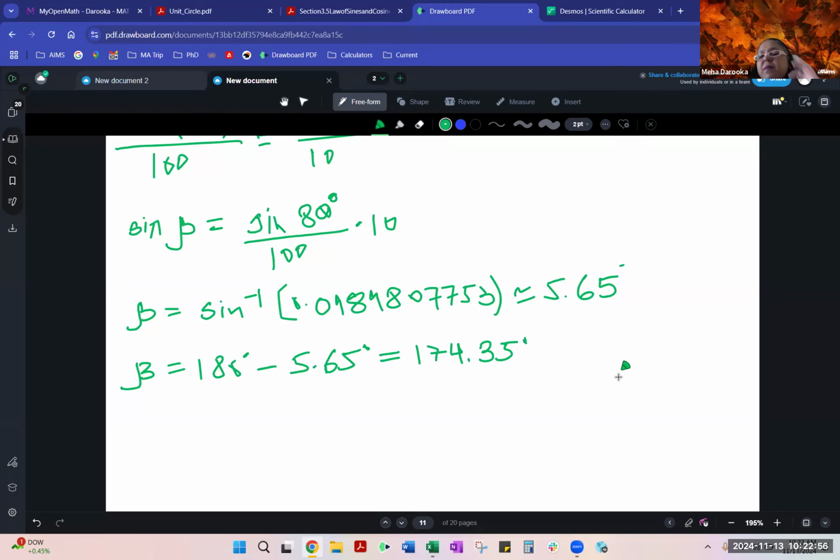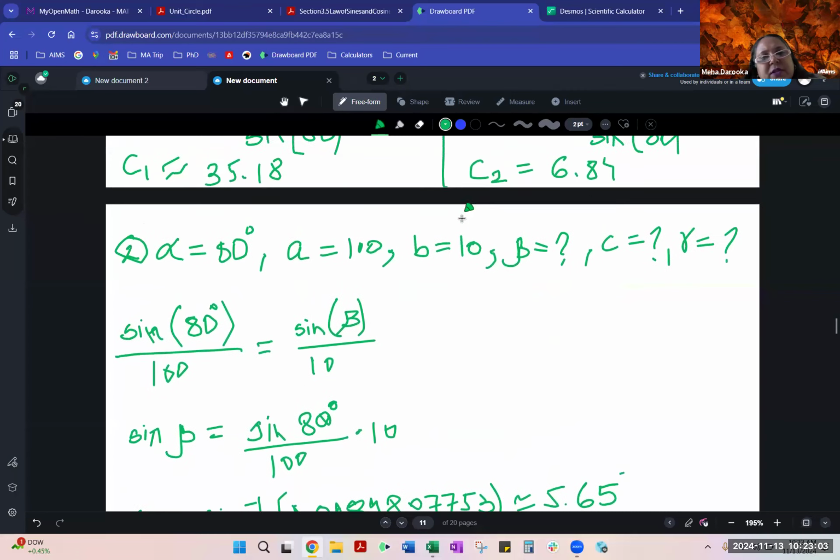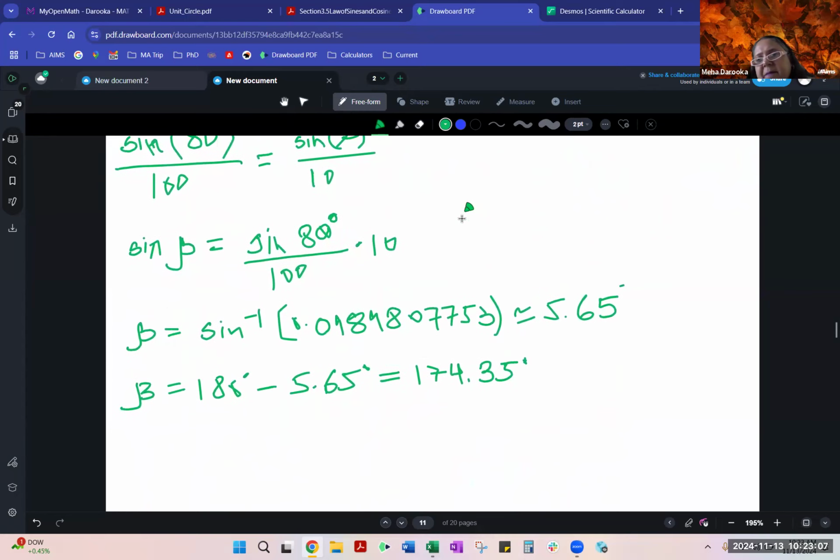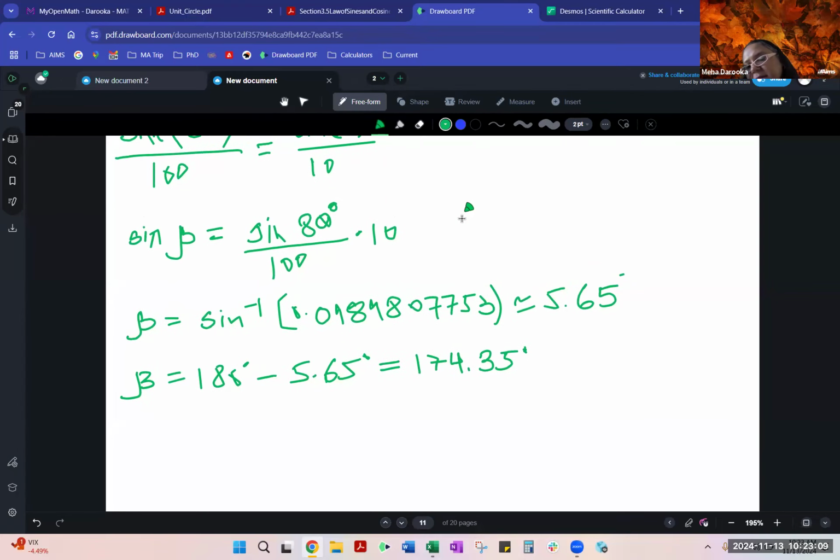So can we keep both of these angles, the 5.65 and the 174.35? Remember, the original angle alpha is given to us as 80 degrees. So just take a minute and think about this. Can we keep both angle measurements, 5.65 and 174.35? All right, Musab, you want to tell me why? Musab said no. What would be our reason for not keeping both the angles?